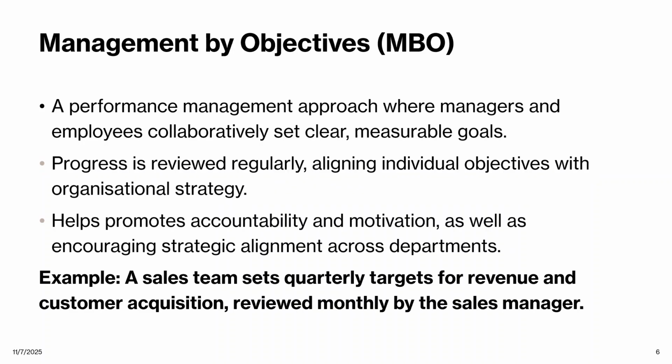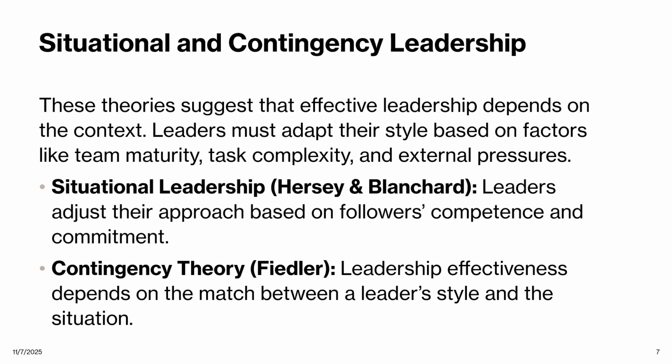So, management by objectives. This is a performance management approach where managers and employees collaboratively set clear and measurable objectives and goals. Their progress is reviewed regularly, aligning individual objectives with organisational strategy. This helps promote accountability and motivation, as well as encouraging strategic alignment across departments. For example, a sales team sets quarterly targets for revenue and customer acquisition. This is then reviewed monthly by the sales manager.